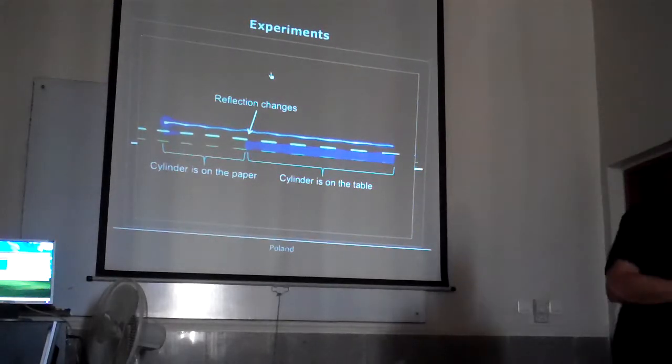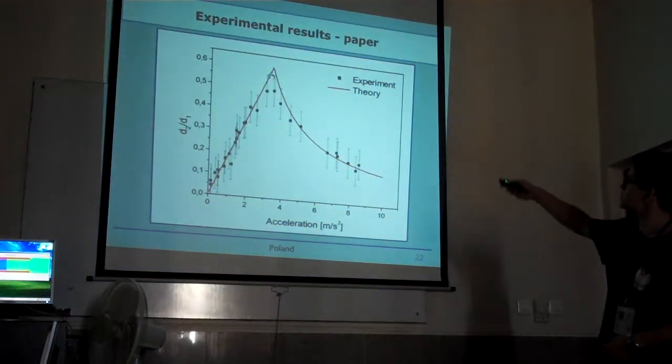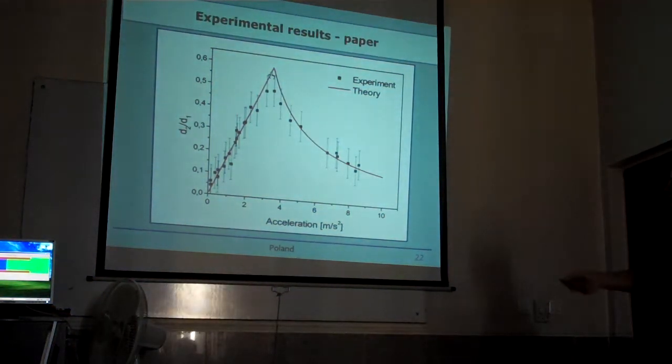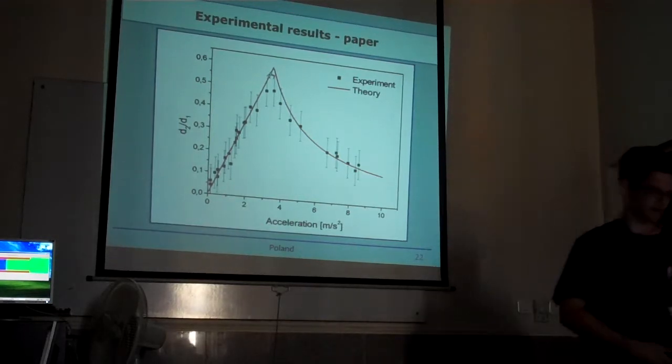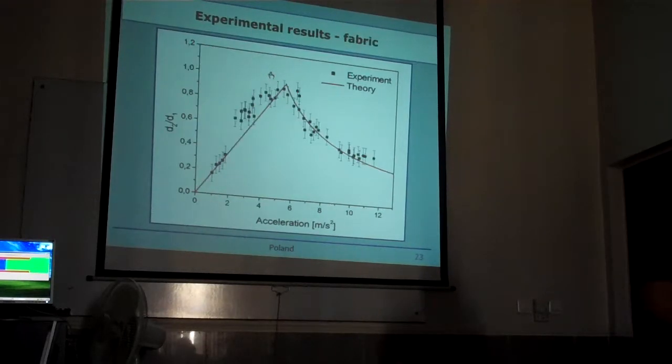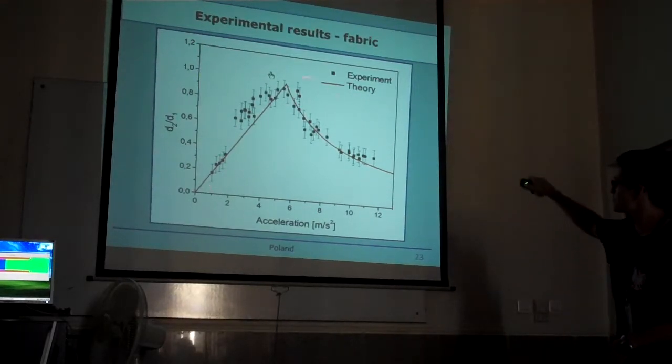By comparing experimental results with theoretical prediction, we find a good agreement. These experimental results are for the paper, and you can see that we find an agreement here, and we also ran some experiments for fabric. We also found a great agreement.